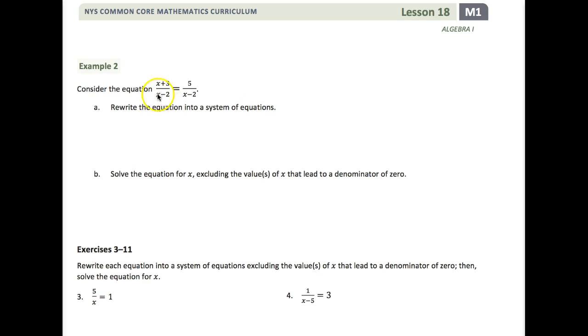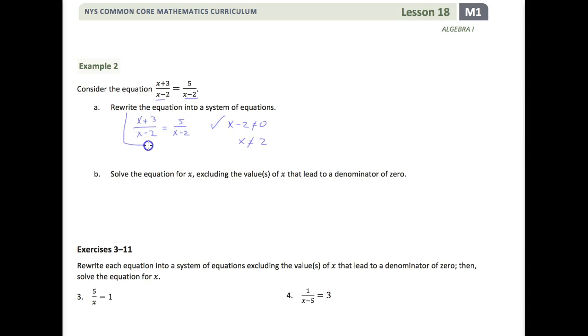Well, remember, we have to check for zeros, but we can always start with the equation itself. So x plus 3 over x minus 2 is equal to 5 divided by the quantity x minus 2. And the nice thing about this problem is that both denominators are the same. So the only thing we have to check and make sure we don't mess up is that x minus 2 equals 0 is not true. And that means it's good as long as x does not equal positive 2.